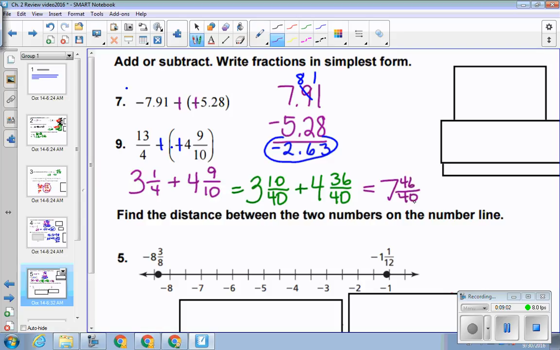And then we need to rename that. So we can take one whole out of our fraction, so that's 8, and we have 6/40ths left over, and 6/40ths becomes 3/20ths.